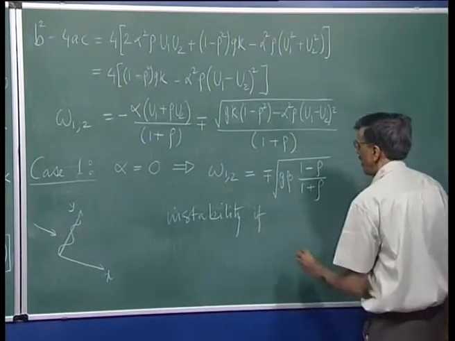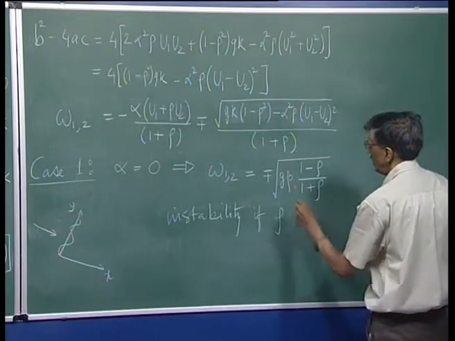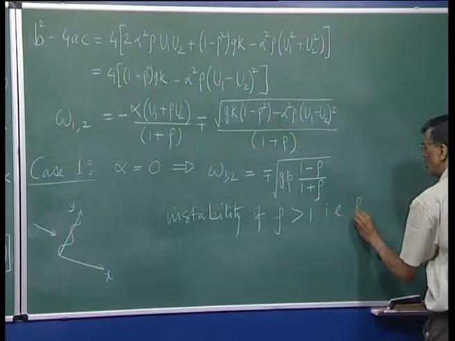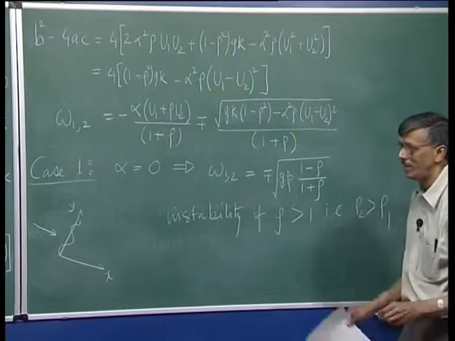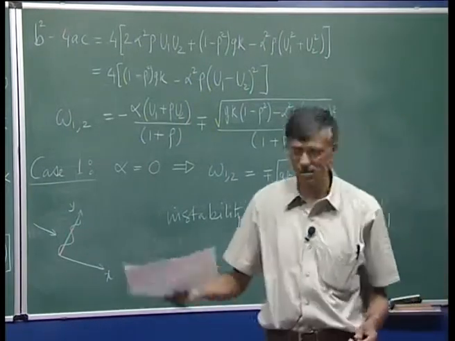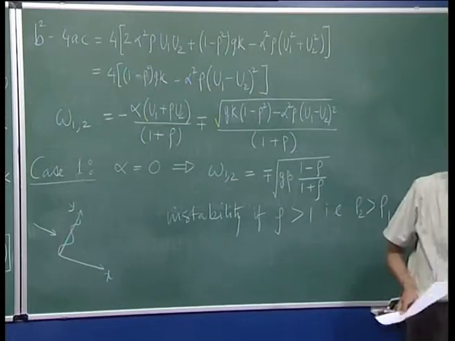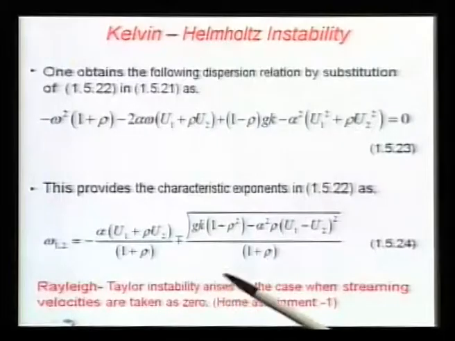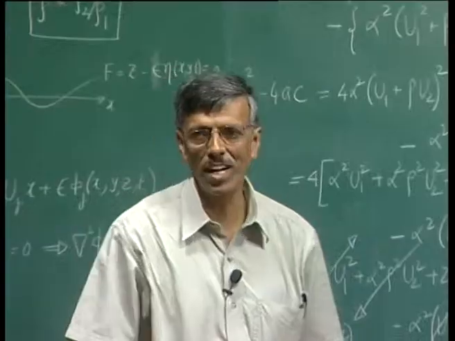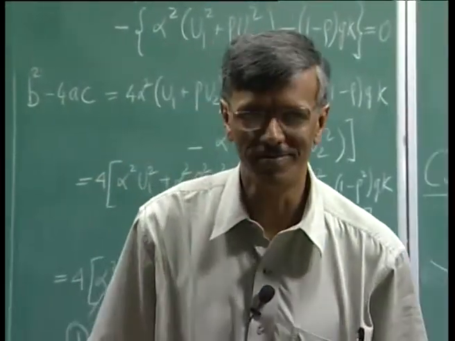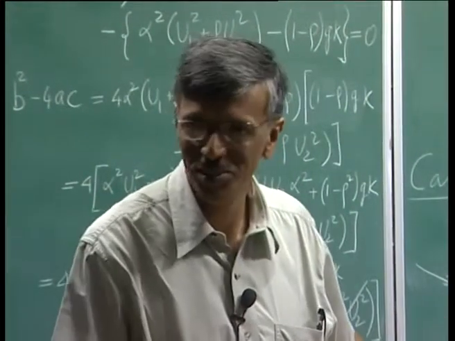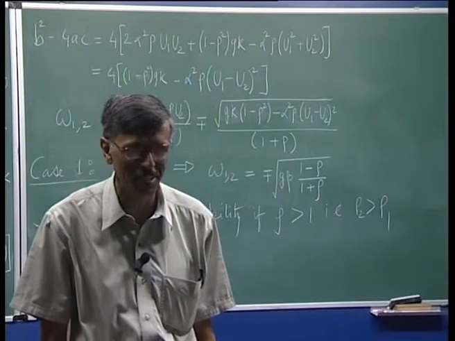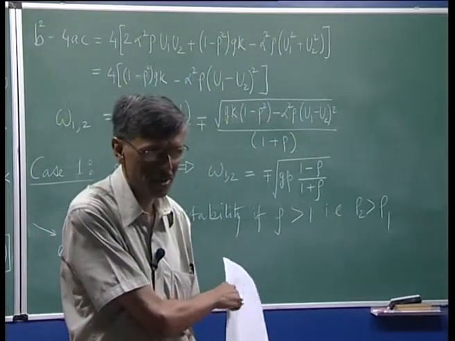if rho is greater than 1, that is rho 2 is greater than rho 1. In fact, this is the scenario that was studied in this mechanism called Rayleigh-Taylor instability. You know, Rayleigh-Taylor instability was studied when there was no u 1 and u 2. But that is why I did not even spend time discussing Rayleigh-Taylor instability, because that falls as a special case of Kelvin-Helmholtz instability.